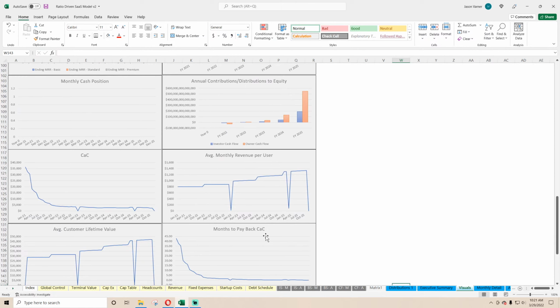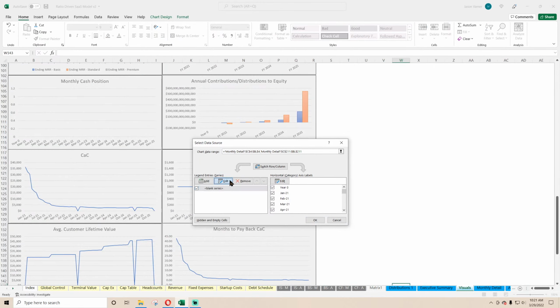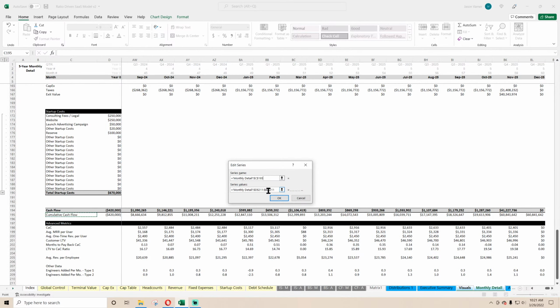Visuals all still seem to be intact. Oh, we'll update the monthly cash position. Let's just do that now before I forget. So monthly cash position.